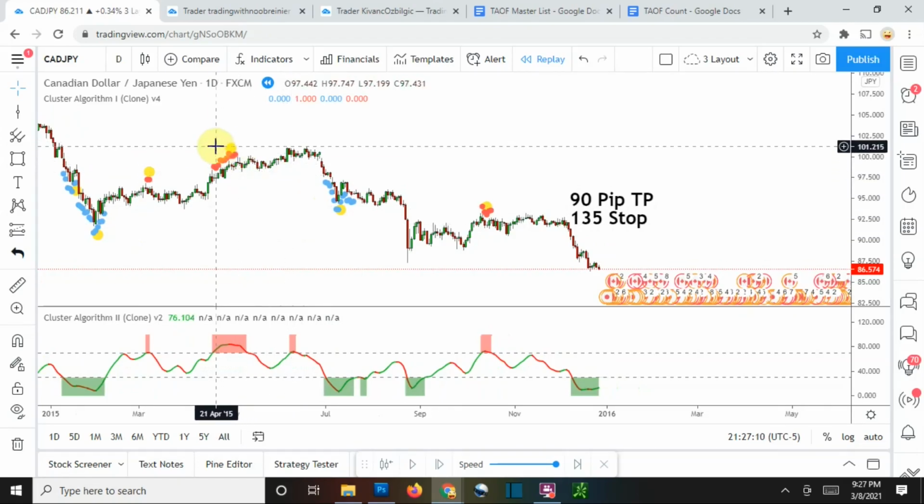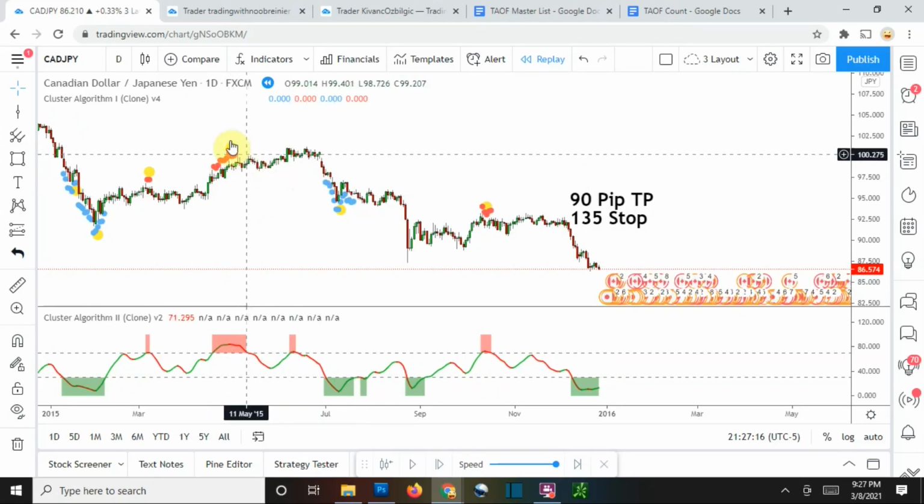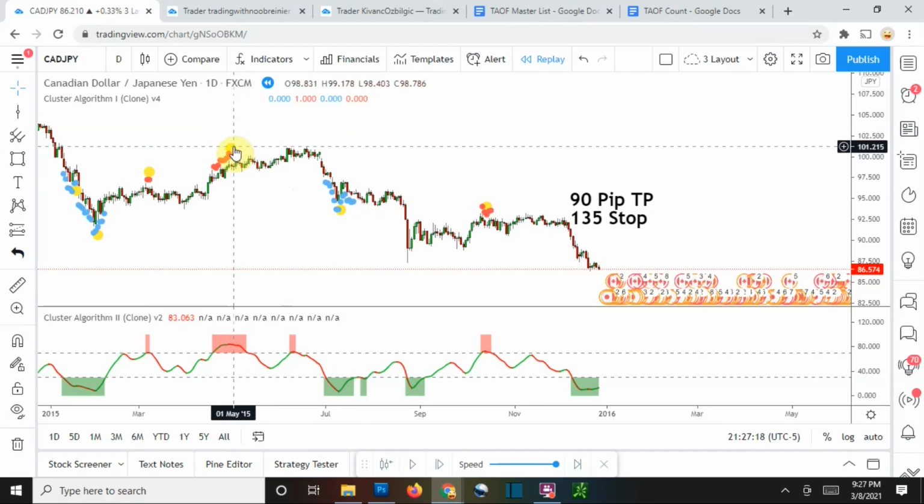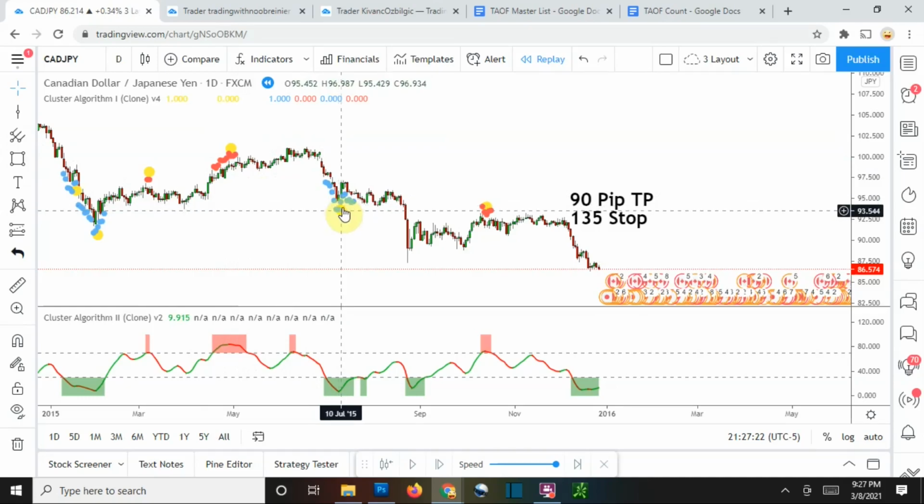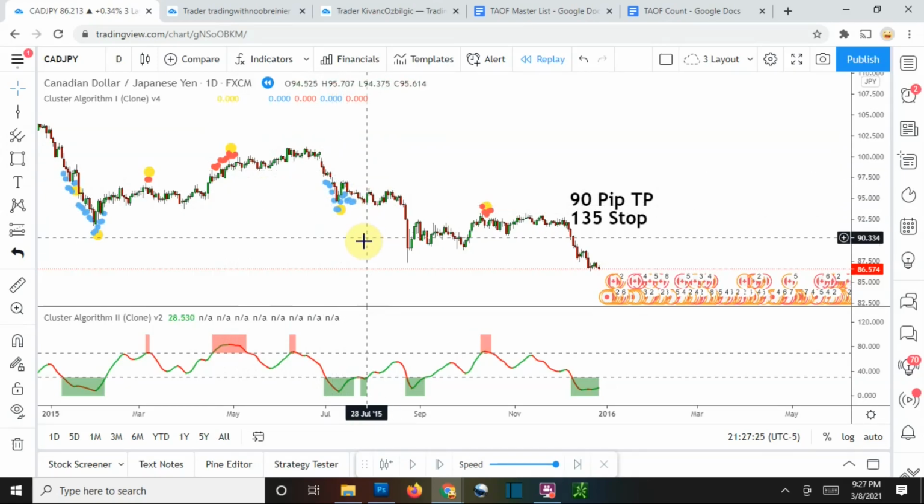And the signals are just like I said. When you have red dots and then a big orange dot appears, in this particular case it wasn't an orange one, it was just a large dot. But a big orange dot surrounded by red dots is a short. A big orange dot surrounded by blue dots is a long.